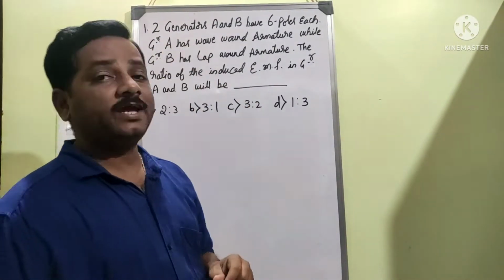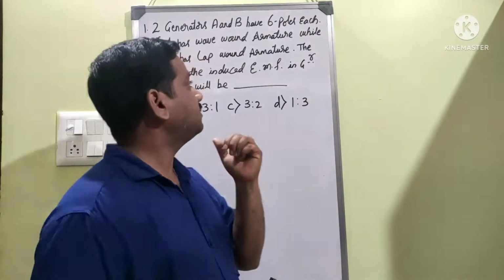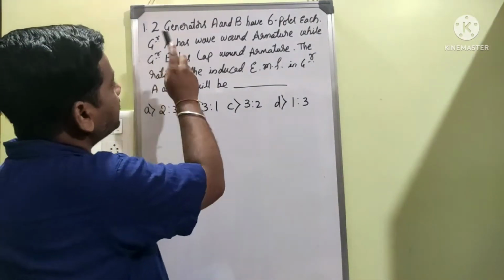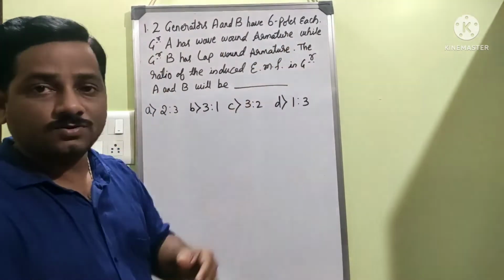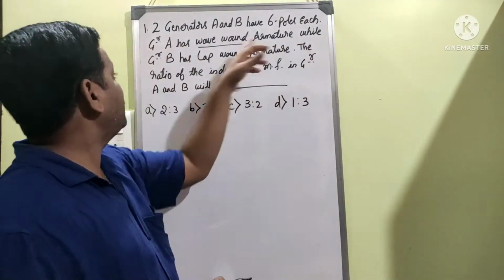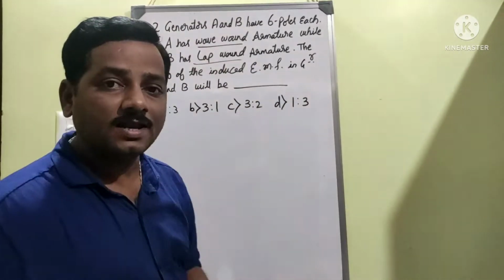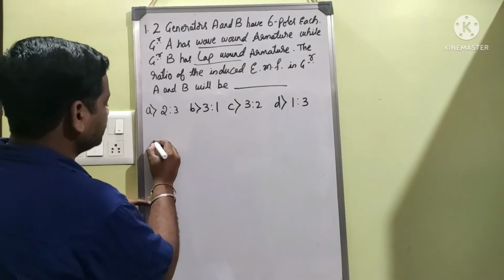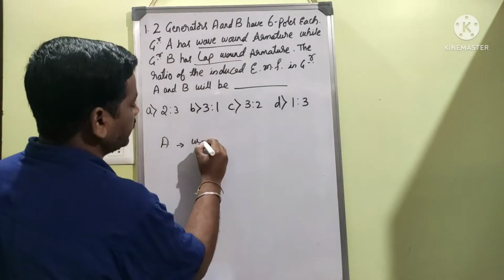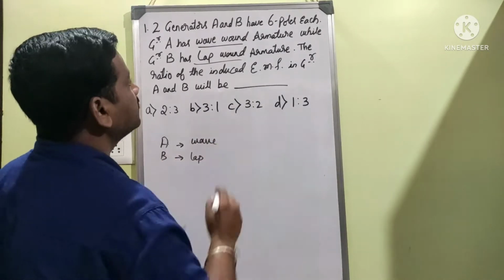Two generators A and B have 6 poles each. So there are two generators and both are having the same number of poles, 6. Generator A has wave wound armature. Okay, so generator A is having a wave winding, while generator B has lap wound armature. So let us write it here. A is having a wave winding and B is having lap winding. That is the point.